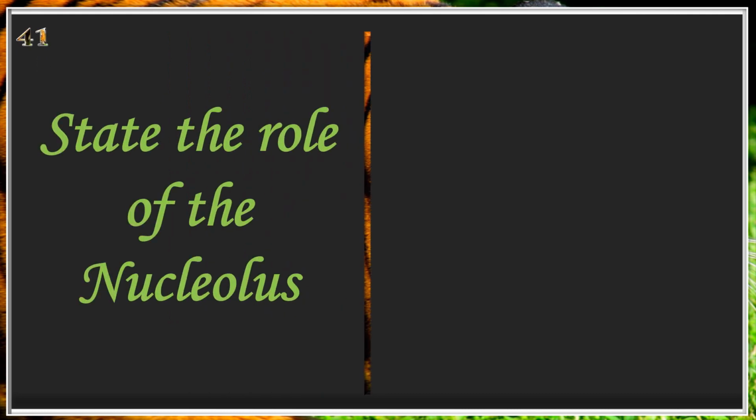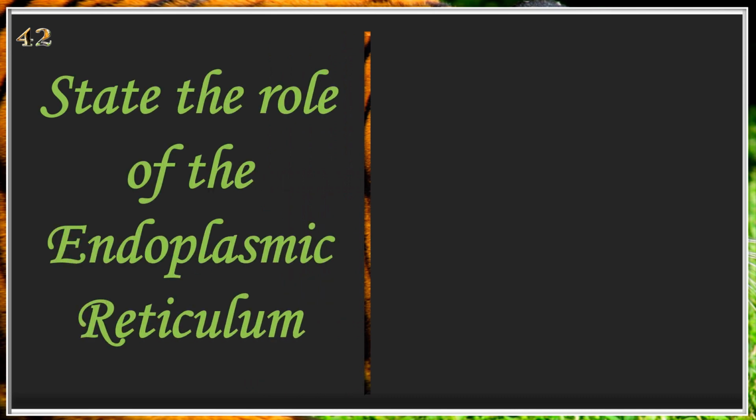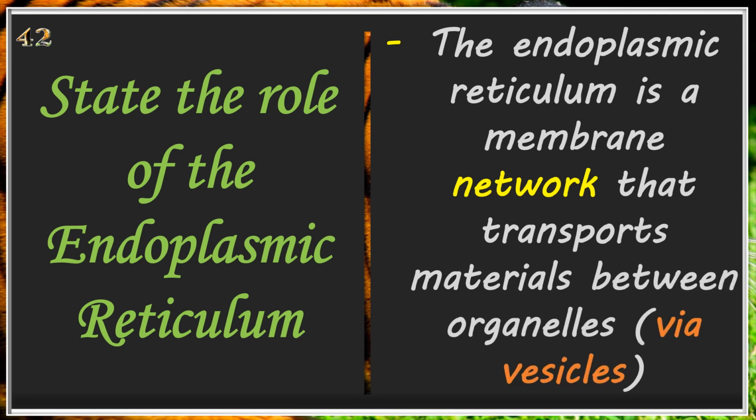State the role of the nucleolus. The nucleolus is a region within the nucleus where ribosomes are assembled. State the role of the endoplasmic reticulum. The endoplasmic reticulum is a membrane network that transports materials between organelles, that is via vesicles.